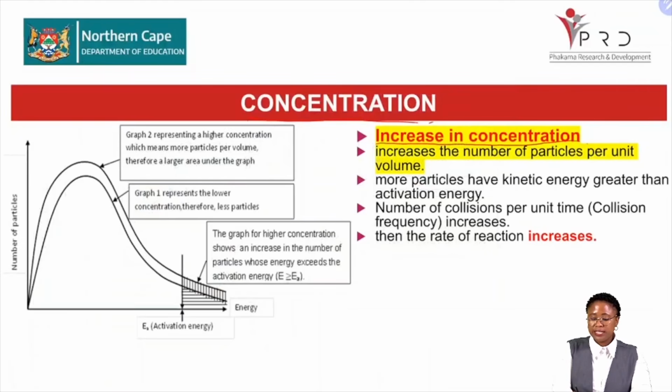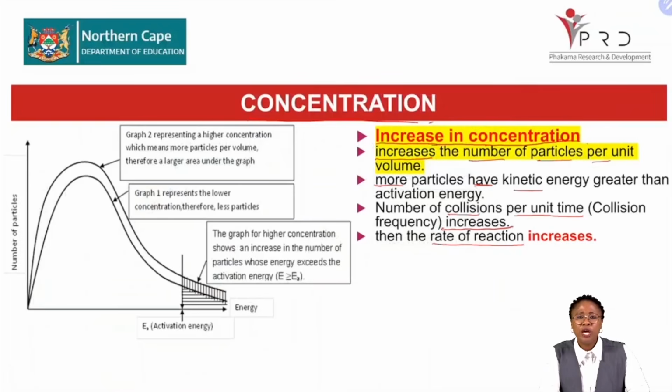First of all, you need to indicate that increasing concentration will increase the rate of reaction. How? It will increase the number of particles per unit volume. All right, it will increase the number of particles per unit volume because we have increased the concentration, and more particles will have kinetic energy greater than the activation energy in order to start reacting, and the number of collisions per unit time will start to do what? To increase. And then we say the rate of the reaction will also increase.